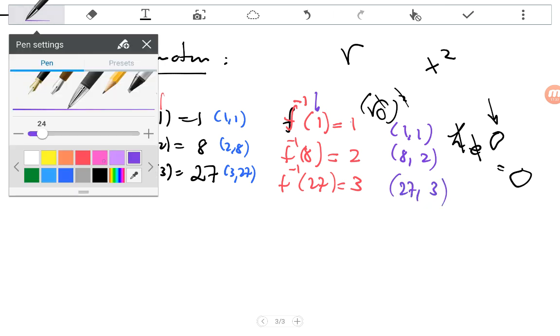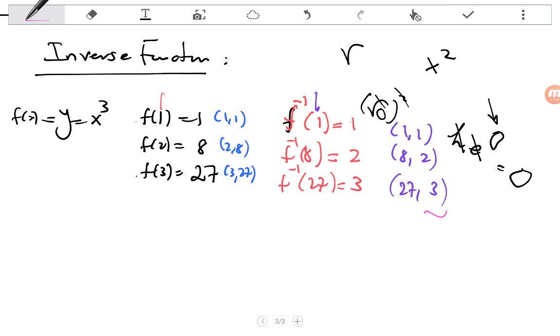What do you notice between these two sets of points? There is a pattern here. What is the relation between this point and this point, for example? Yes, they are swapped, as if x and y are switched or interchanged. And that is exactly what the inverse function does.